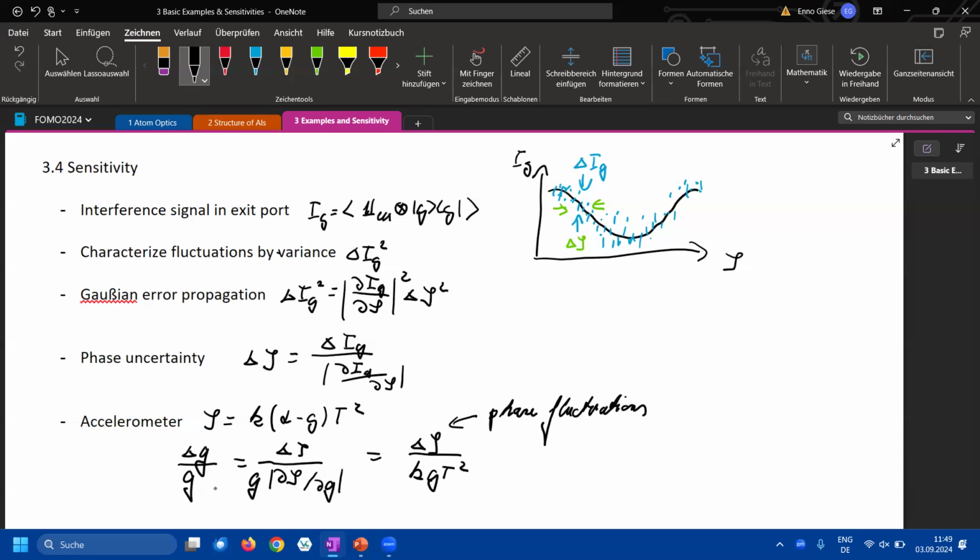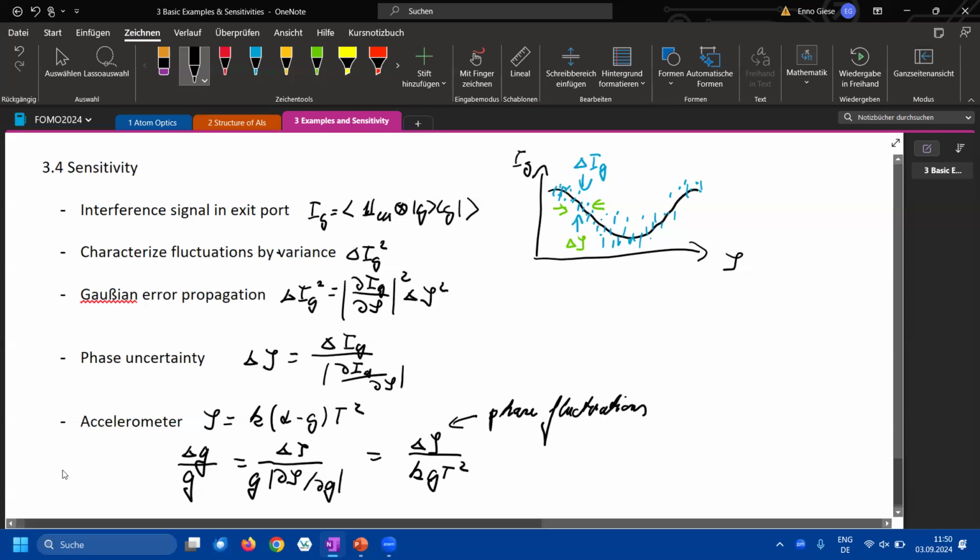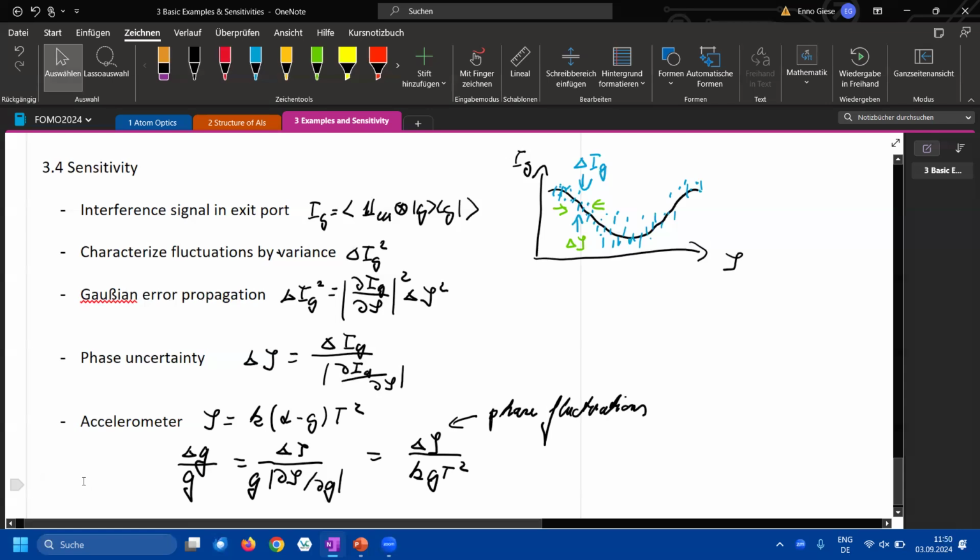So increasing T is cool because we can increase the sensitivity. We can also work with somehow trapped systems, for example, to increase T. And we can increase the momentum transfer by increasing K. So these are the two routes to enhance the sensitivity. Plus, of course, we want to reduce phase fluctuations. Okay, good. So now let's look at the single particle phase uncertainty.